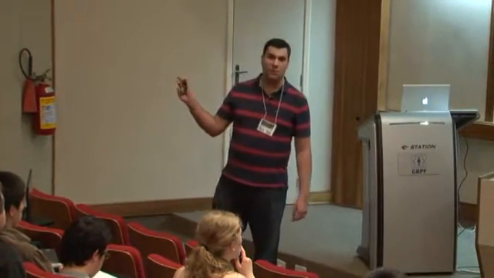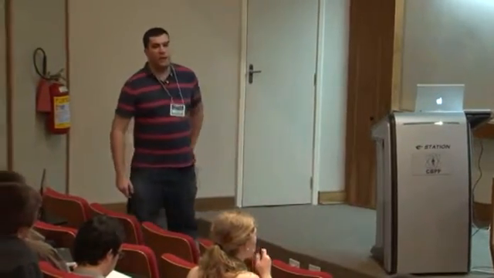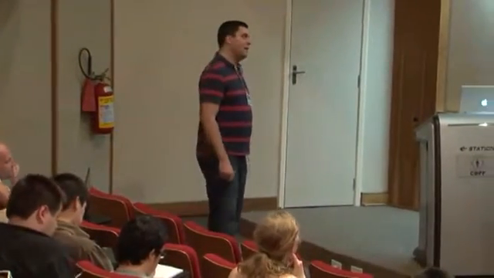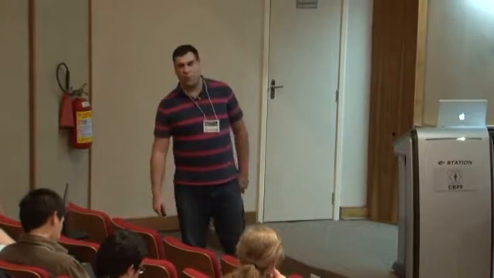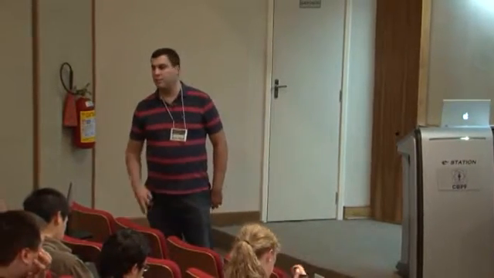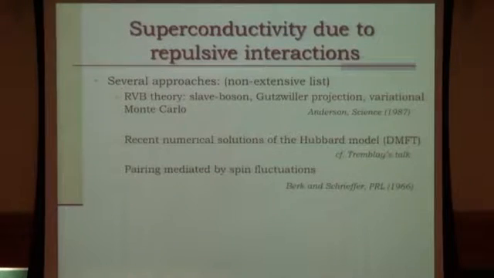Sorry, some question? No? Okay. So how do we have superconductivity from repulsive interactions? There are various theories, very different points of view. One of them is the RVB theory that I believe Tomo talked about yesterday. It was initially proposed by Anderson. There are now more and more numerical solutions of the Hubbard model involving the dynamical mean field theory, and there's no Tremblay talk. This is from a different school, I'm sorry. But anyway, look at Tremblay's paper.